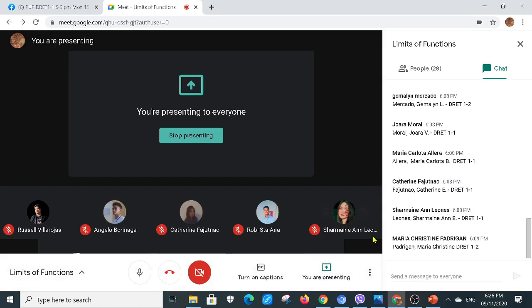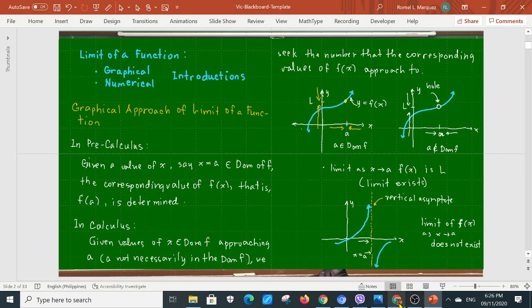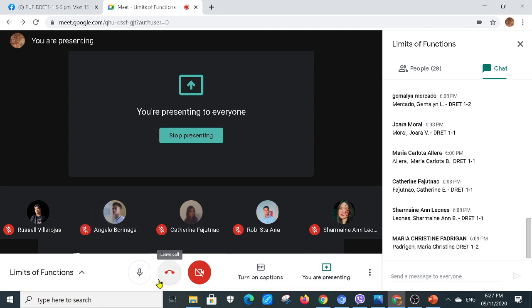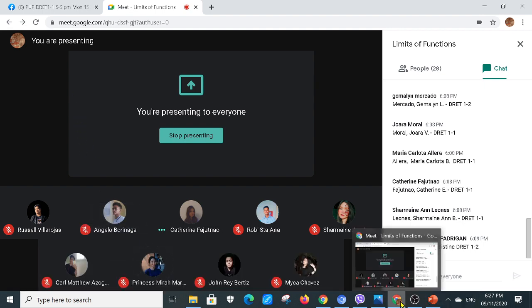Are there still students not admitted? No more. Okay, so that's what we mean by limit graphically, or the visual understanding of limit. Do you have any question, guys, before we have specific functions and get the limit from the graph? Because our approach is graphical first. Guys? Any question? Do you hear me, guys? None, sir.